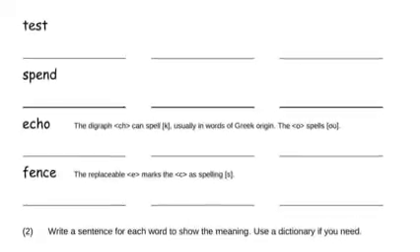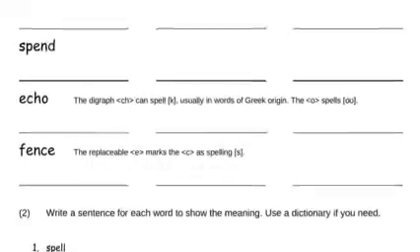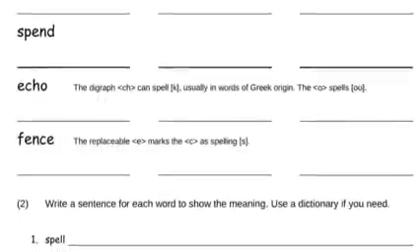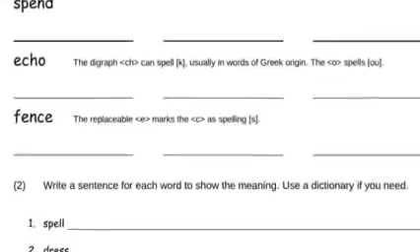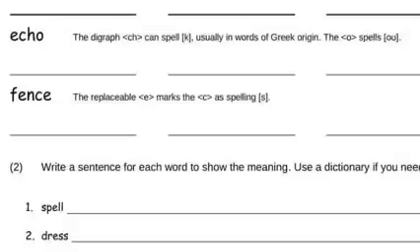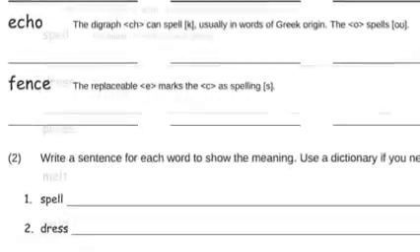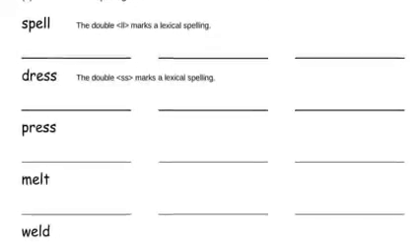We read any extra information about the spelling of a word together. For example, for the word echo, the digraph CH can spell k, usually in words of Greek origin. The O spells O. The student then writes each word 3 times.